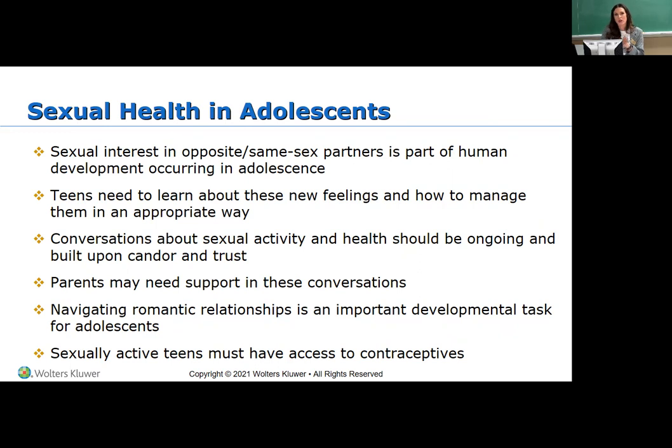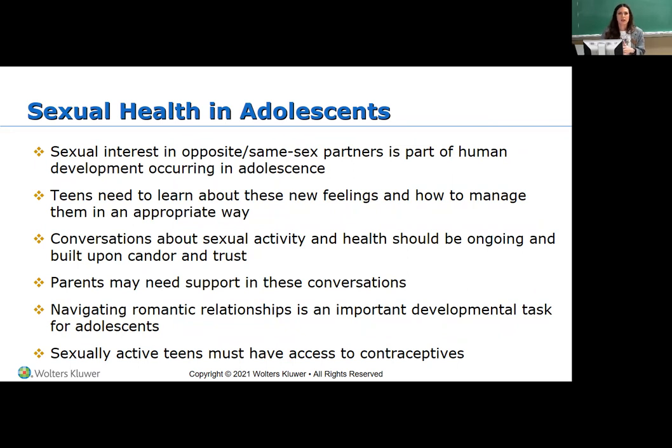We have to know that navigating through healthy romantic relationships during this time is a developmental task that they have to achieve in order to be healthy and happy adults. So helping them navigate through healthy boundaries, learning healthy boundaries for themselves through those romantic relationships, that's what we need to do, and we need to be able to support it and talk openly about it.